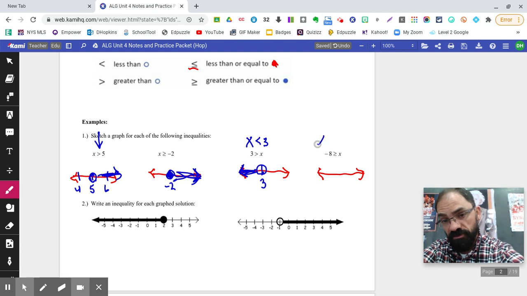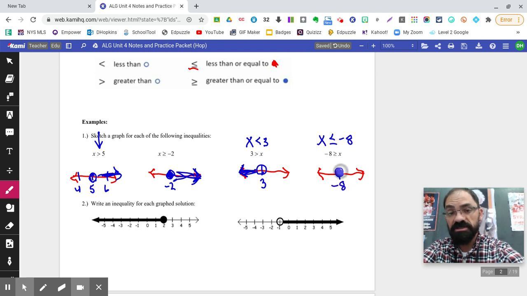This next one, flip the whole thing again: x is less than or equal to negative 8. Negative 8's in the middle. Closed circle because there's a chance it's equal to, and shade to the left.